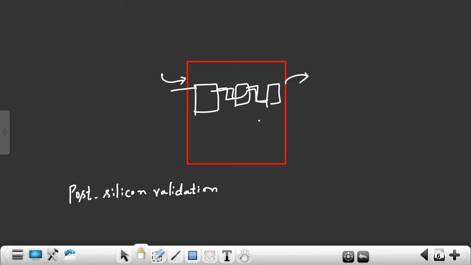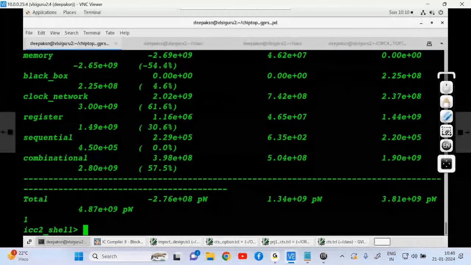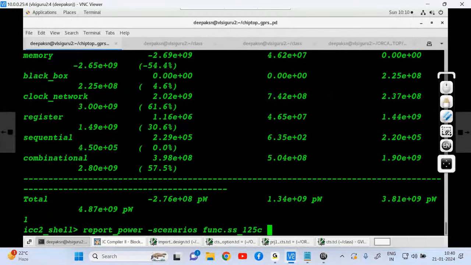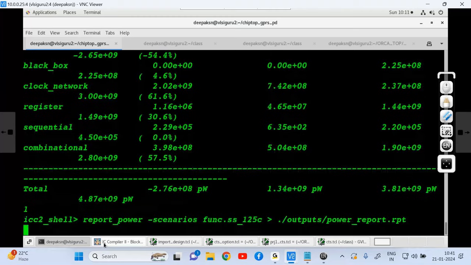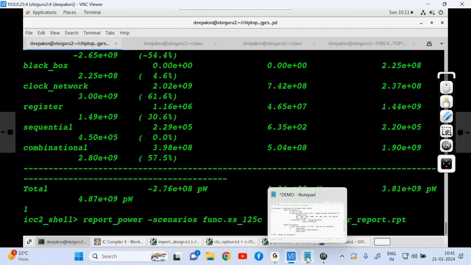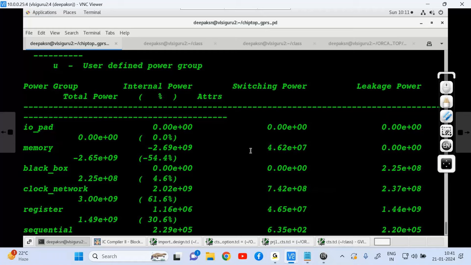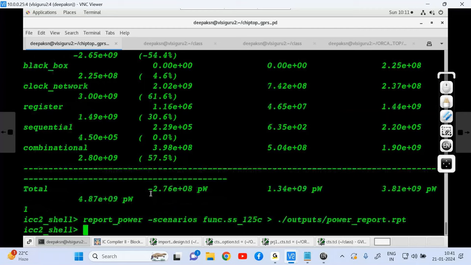To facilitate this testing operation, your DFT team, so you can see, this is their report. This is your report. The report is nothing but your internal power. How much is your internal power? One second, I will open it in GVM.